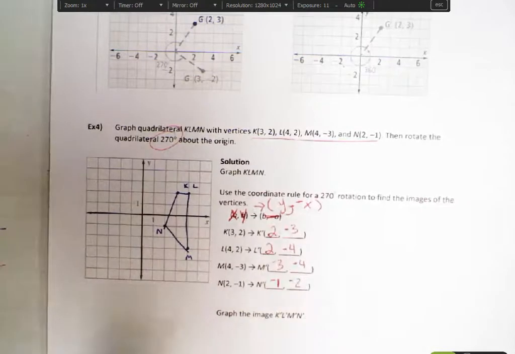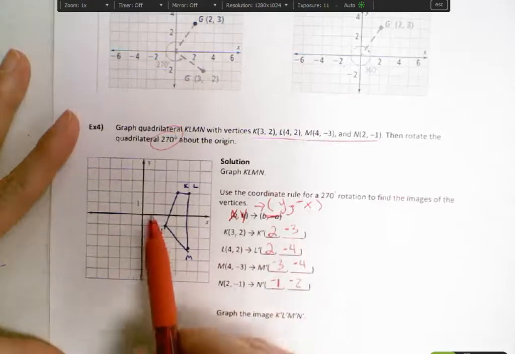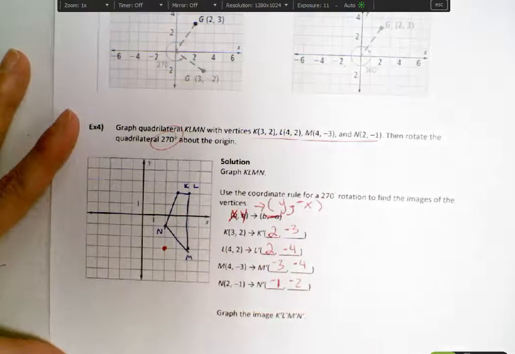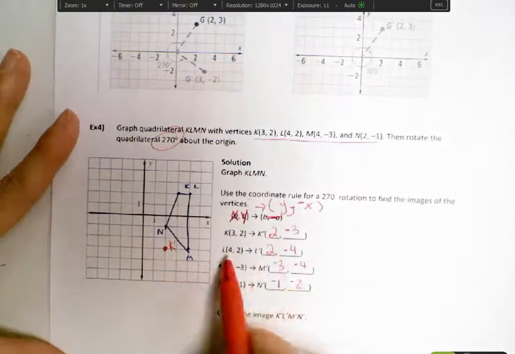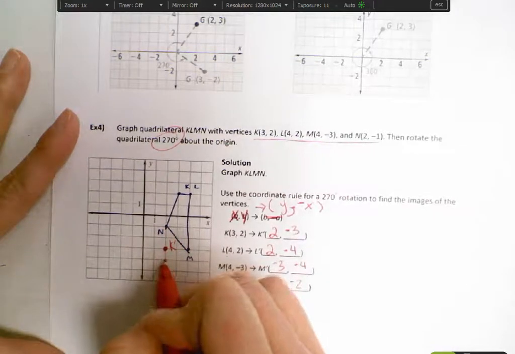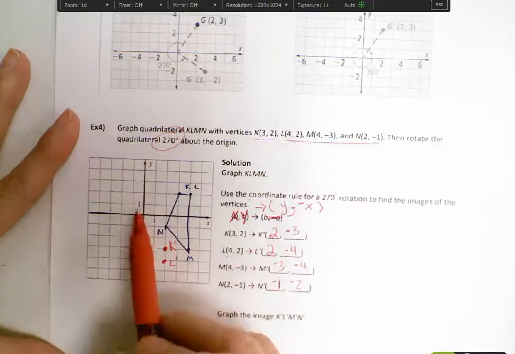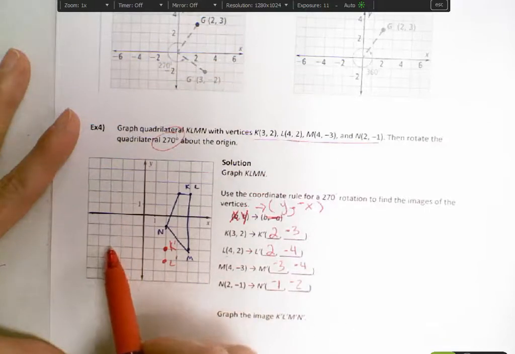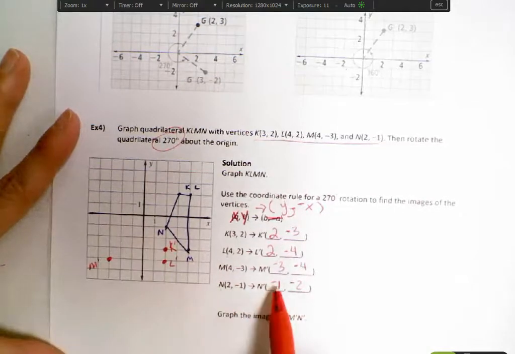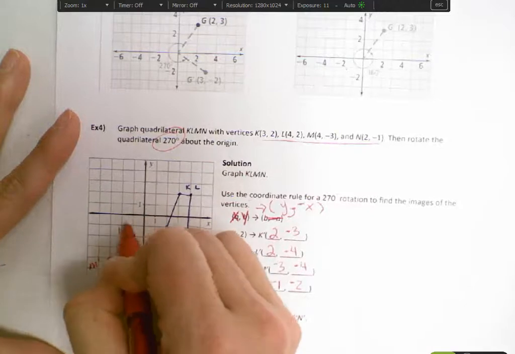The mapping makes it easy to do my image because the points are already here. (2, -3) becomes K prime. L prime is (2, -4). That is my L prime. M prime is (-3, -4). And N prime is (-1, -2). So (-1, -2) should be my N prime.